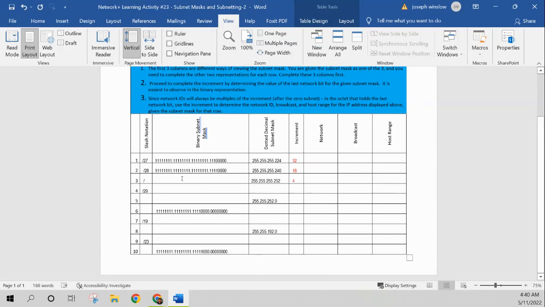So 1, 2, 3, 4, 5, 6, 7, 8. 1, 2, 3, 4, 5, 6, 7, 8. 1, 2, 3, 4, 5, 6, 7, 8. 1, 2, 3, 4, 5, 6. 1, 2. Last two numbers being 0. And the slash notation, since we borrowed 6, we have to add that to 24, which means it's a slash 30.